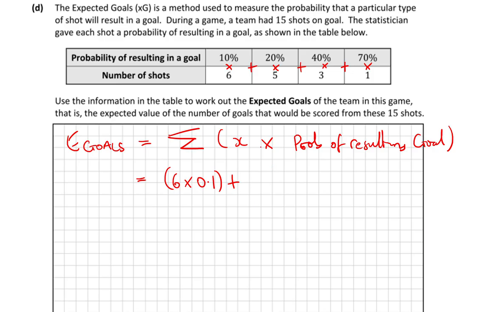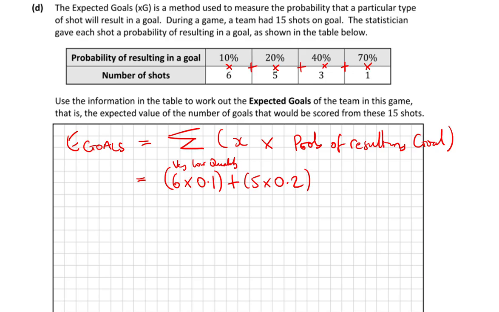So this sigma here means the sum of when I calculate the number of shots, 6 shots had a 10% chance. When I do that, I then go and add up the next one and the next one and the next one. So 5 of the shots in the match had a 20% chance. So these are very low quality shots, I'd say. These ones here now, 5 shots had a 20% chance. On their own, 20%, not a great outcome, but with 5 shots, one of them might lead to a goal.